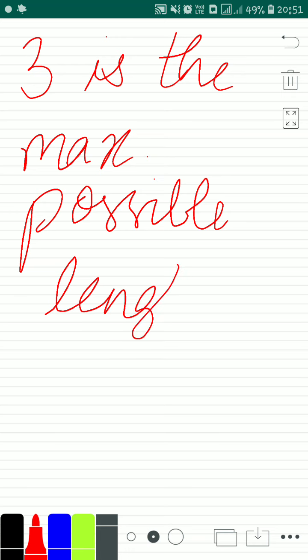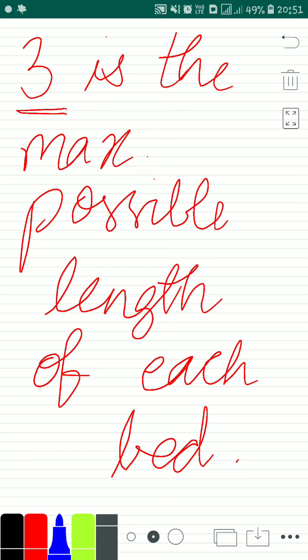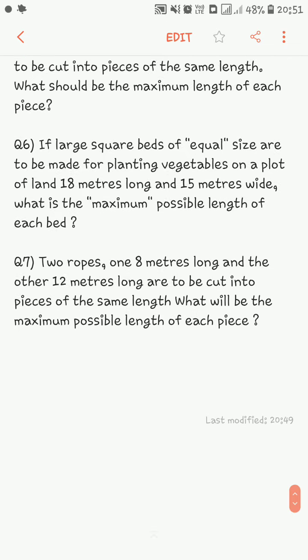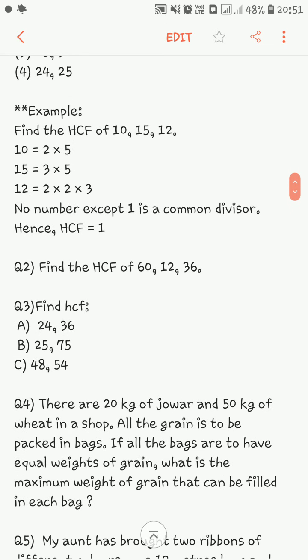You just have to change the last question given and write your answer. Whatever the question is, you have to write your answer. Oh please, I'm so sorry, please add 3 meters is the maximum possible length of each bed, and that's the final answer. Other questions can be done on your own, I think. Thank you so much.